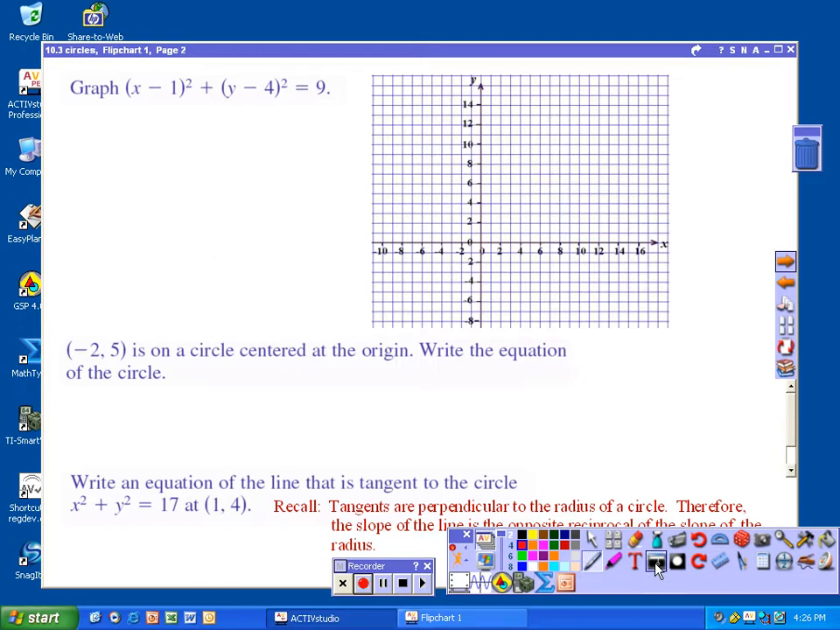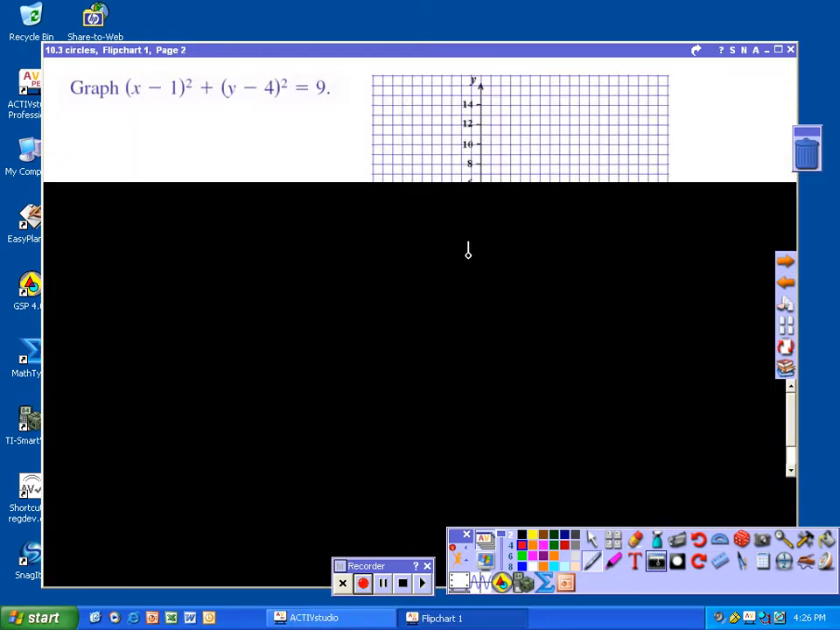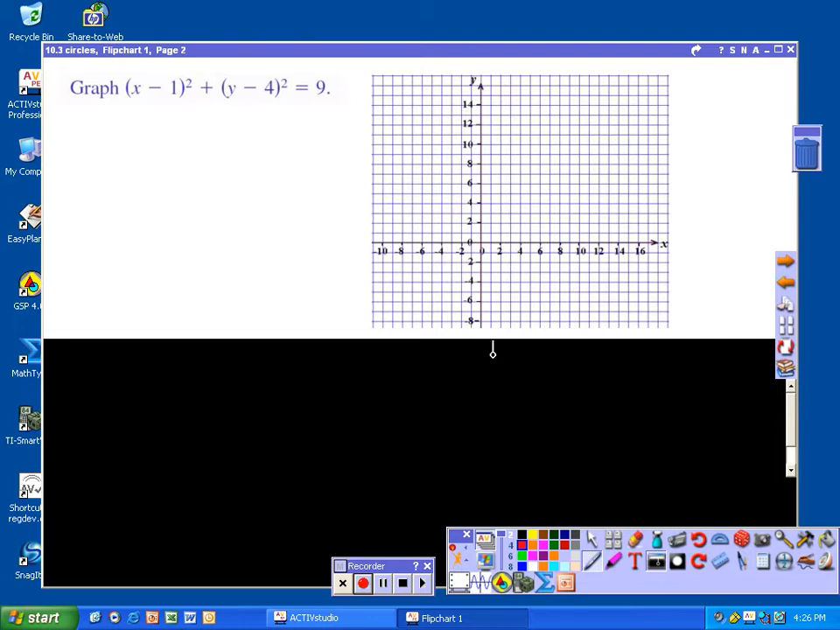I'm going to put up the screen and just pull this one down. Graph (x minus 1) squared plus (y minus 4) squared equals 9. Again, for my general equation, it was (x minus h) squared plus (y minus k) squared equals r squared. Here, h is 1, k is 4, so my center is (1, 4), when it is in the minus form.